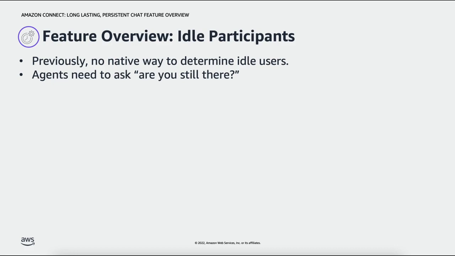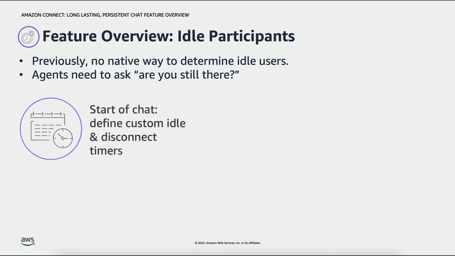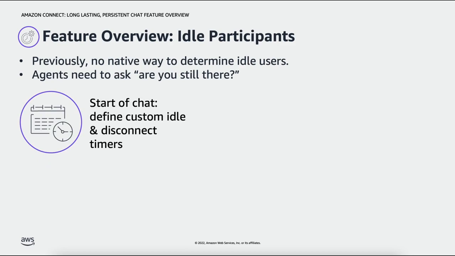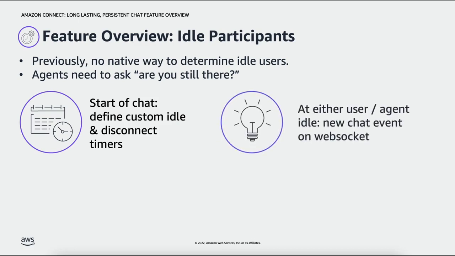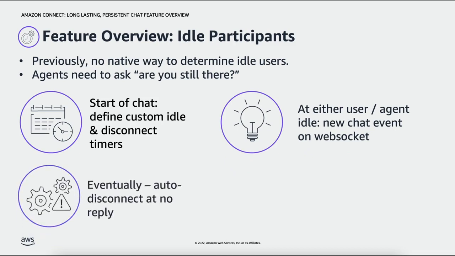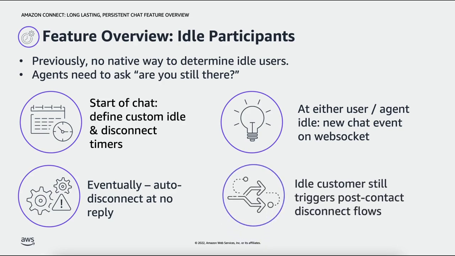With the idle participant handling features, when you start the chat, you can define custom idle and auto disconnection timers. When either participant goes idle, the Amazon Connect participant service sends out new events on the existing chat WebSocket. And eventually, at an auto disconnect event after the timer runs out, the agent is auto disconnected if the customer hasn't replied. This allows agents to be more efficient with their time and still gives customers the opportunities available in a disconnect flow after the disconnect.